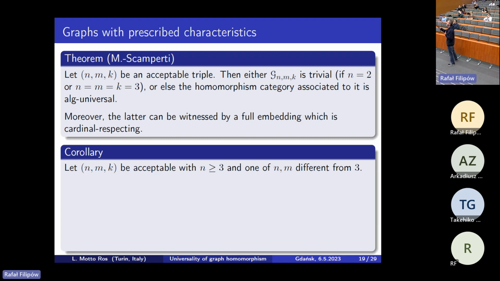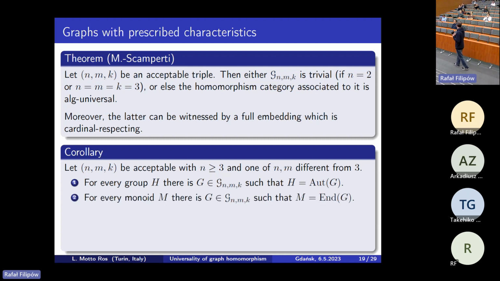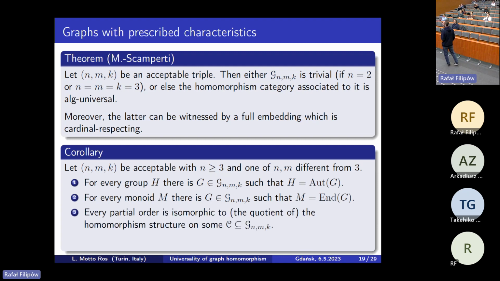So this has a bunch of classical consequences. For example, you can take your favorite group and prove that it is actually the automorphism group of a graph with prescribed characteristics. So you decide your chromatic number, odd girth and girth, and every group is the automorphism group of such a graph. And every monoid is the endomorphism monoid of such a graph. Every partial order can be embedded and so on. I mean, this is one of the strongest things. So once you have this alg-universality, you recover basically all other things.